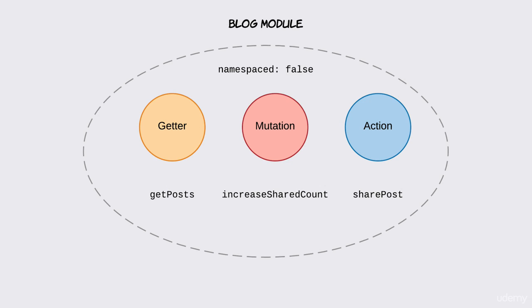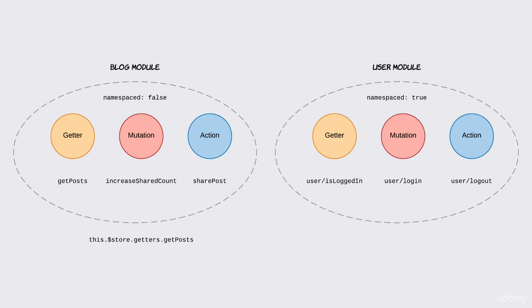Having a block module without namespacing means that getters, mutations, and actions can just be accessed directly by their names. For instance, to invoke the getPosts getter, we will write this.store.getters.getPosts.